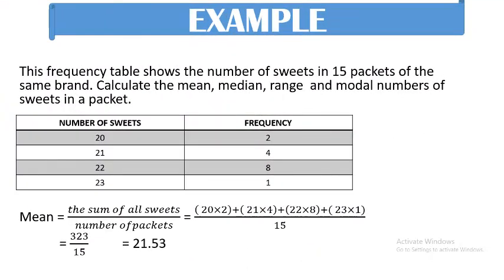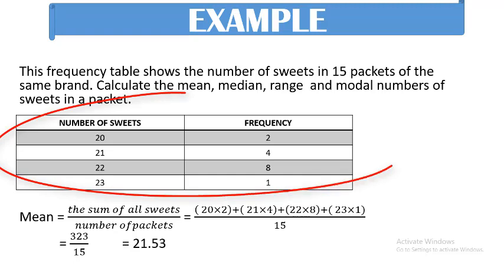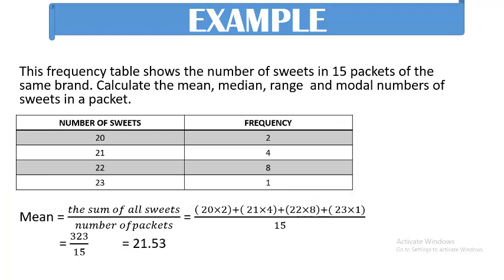Now, here we have an example. The example says this frequency table shows the number of sweets in 15 packets of the same brand. Calculate the mean, median, range, and modal number of sweets in a packet. Let us repeat. This frequency table, have you seen the table? That is the frequency table. It shows the number of sweets in 15 packets of the same brand. Calculate the mean, median, range, and modal number of sweets in a packet.